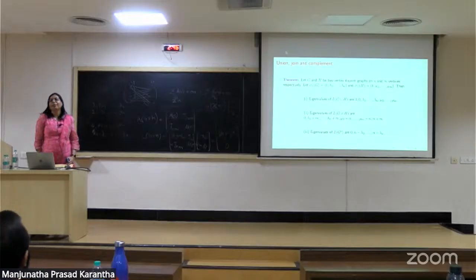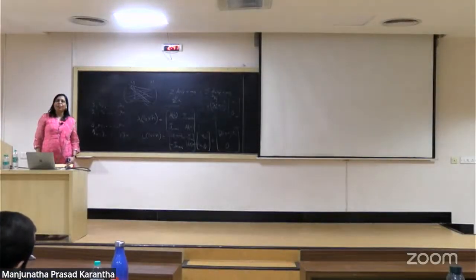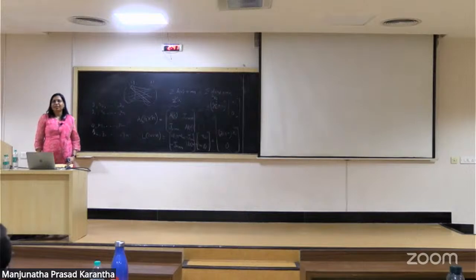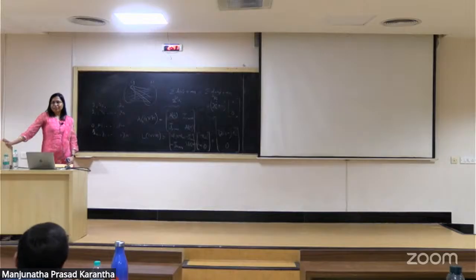Can you prove the third part? If I take L_G and L_G complement, and add both, I take all the edges of G and all the edges of G complement and form the graph. What will it be? The complete graph. So if I add L_G and L_G complement, what does it give you? The Laplacian of the complete graph. So from there you can work it out.